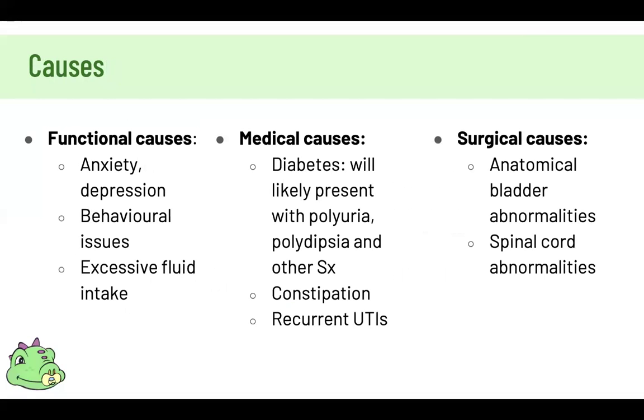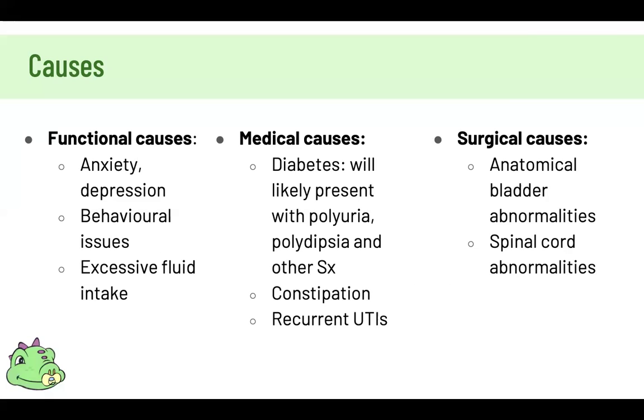So the functional causes can include psychological things like anxiety, depression, things like ADD as well, as well as behavioral issues. In particular, any problems with bullying at school can lead to enuresis, and then more basic things, like excessive fluid intake or not urinating before going to bed, can cause enuresis or nocturnal enuresis. Medical causes, diabetes and constipation would really be the 2 main ones here.